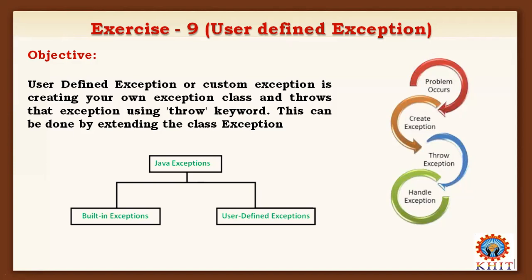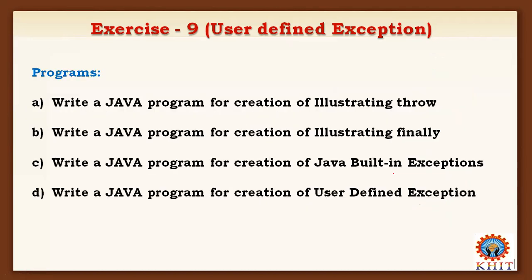This can be done by extending the class Exception. Generally we have class Exception, which is the parent class to all the exceptions generated in our program. Whatever custom or user-defined exception classes we create represent our own exceptions, and we can throw those exceptions using the throw keyword. And we know exceptions are of two types: built-in exceptions and user-defined exceptions. These are the list of programs given in this exercise 9.